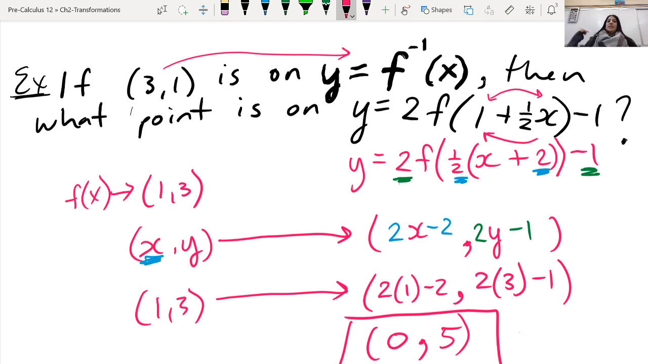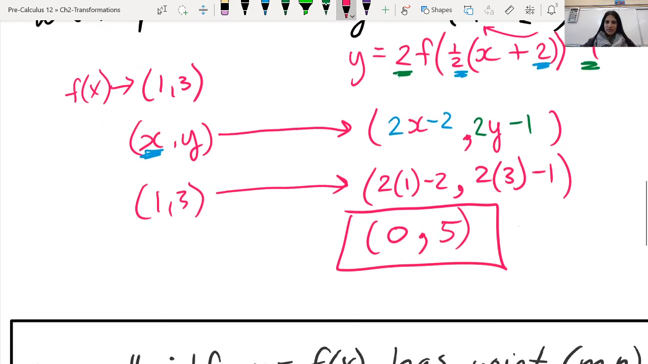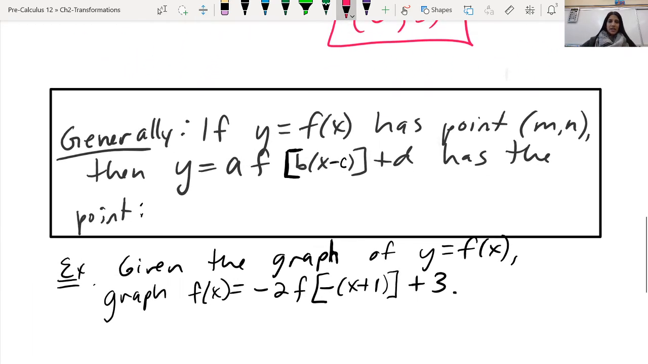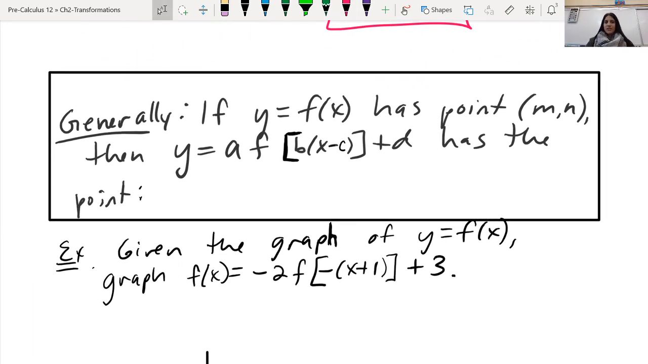We're almost at the end, so hope you're still following along and hanging in there. Generally, if y equals f of x has a point (m, n), then y equals a blah, blah, blah has the point, okay. So this is kind of good to see. I could have started with this, but I thought it would be easier to take in if we started with some actual numbers and examples and then brought it to this potentially confusing thing that has no numbers and just a whole bunch of variables. But now that we've done that, we'll be a lot better at figuring this out.